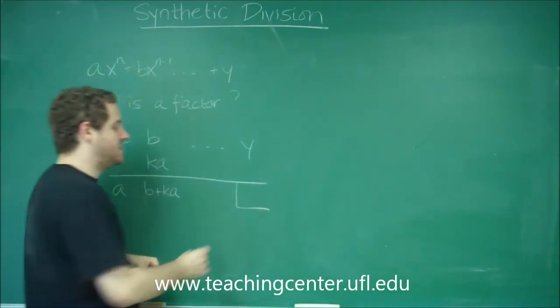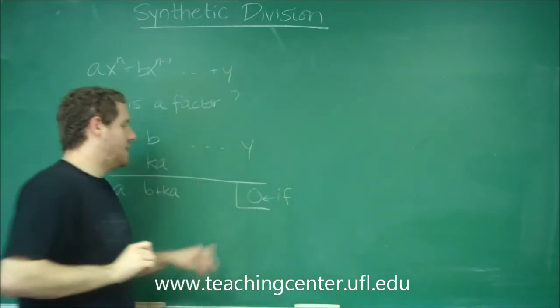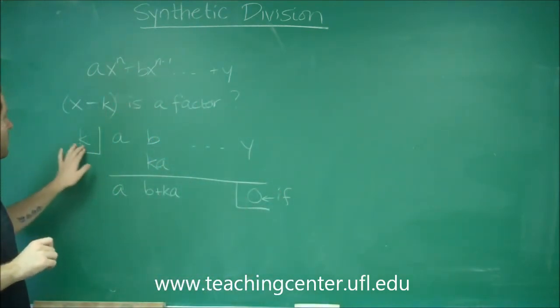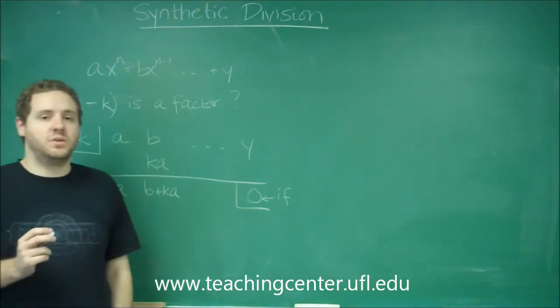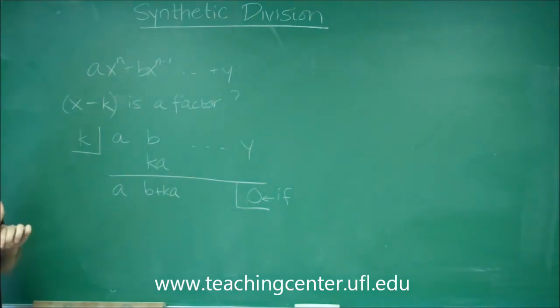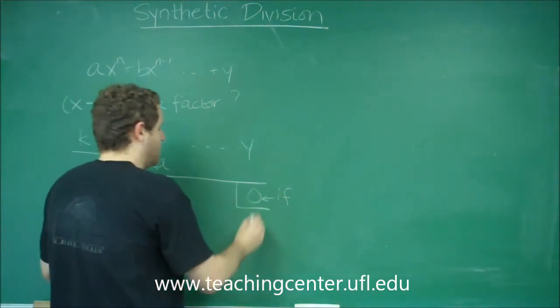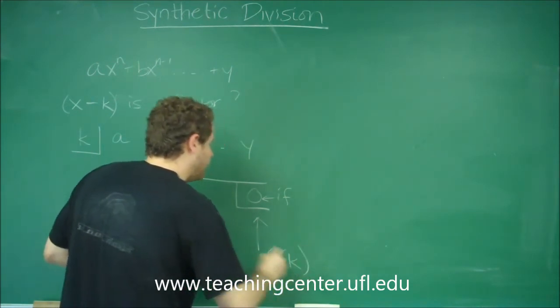And if this is 0, if you have a 0 there, then you know that k was a 0 and that x minus k is a factor of this polynomial. If you don't, you know that that wasn't a factor. And anything you get down here as well, that's always equal to f of k.